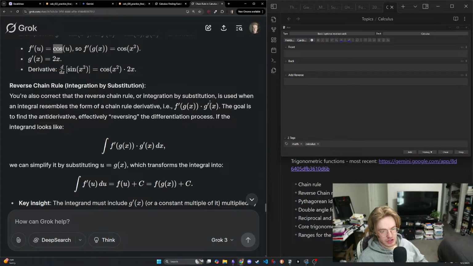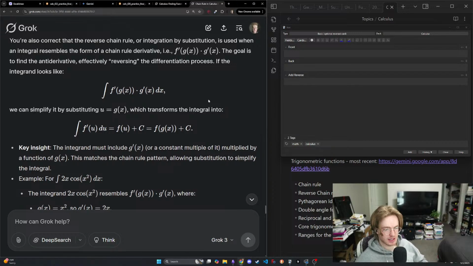You're also correct that the reverse chain rule, or integration by substitution, is used when the integral resembles the form of a chain rule derivative, i.e. f prime of g of x times g prime of x. The goal is to find the antiderivative, effectively reversing the differentiation process. If the integrand looks like this, f prime of g of x multiplied by g prime of x dx, we can simplify it by substituting u equals g of x, which transforms the integral into this: the integral of f prime of u du equals f of u plus c equals f of g of x plus c.